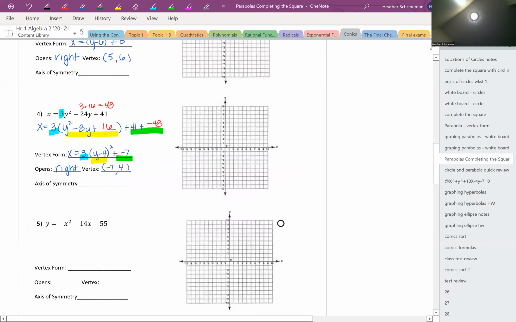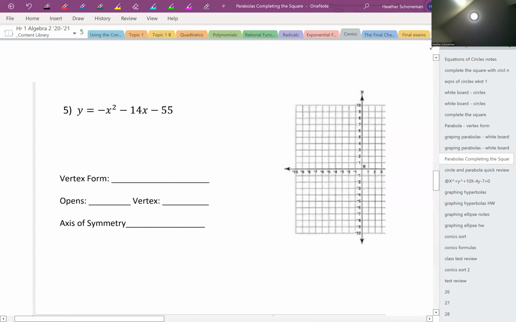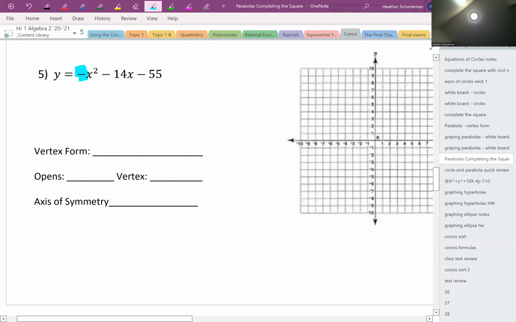Okay, let's try it again on number 5. On number 5, we still can't complete the square because we don't have the invisible positive 1. So instead of factoring out a number, I'm going to factor out a negative. If it makes you feel better, you can just take out a negative 1. So negative x squared divided by negative 1 is x squared. Negative 14 divided by negative 1 is 14x plus blank, close parentheses, minus 55 plus blank.